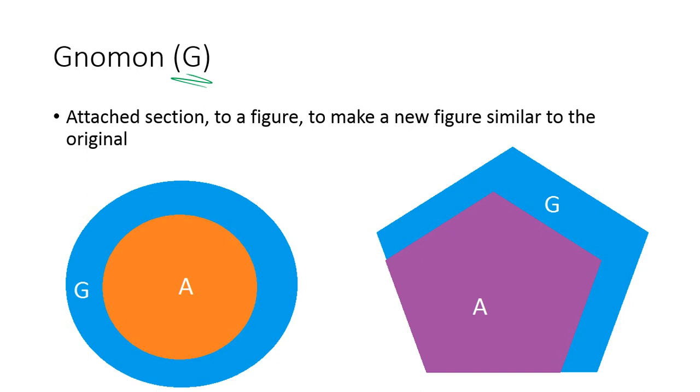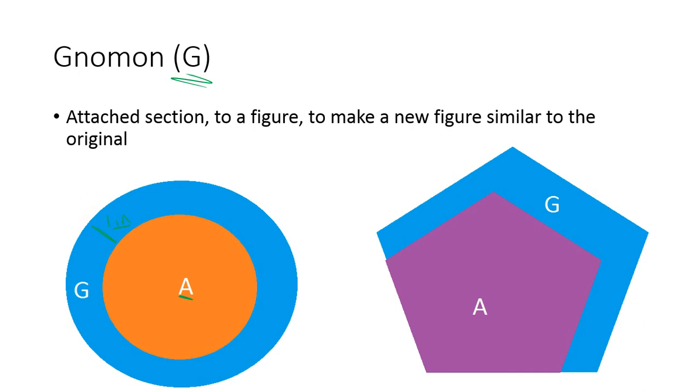As you see here, if the orange section A is our original, and we add, let's say, a 1-inch ring around it, so we've added a 1-inch ring around the whole circle, that 1-inch ring would be called the gnomon. It's the section that is being added to make another similar figure, just larger. So the gnomon would be the ring around.